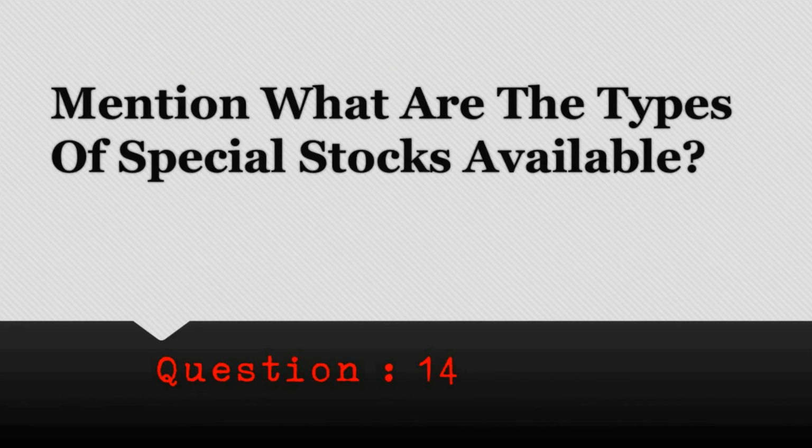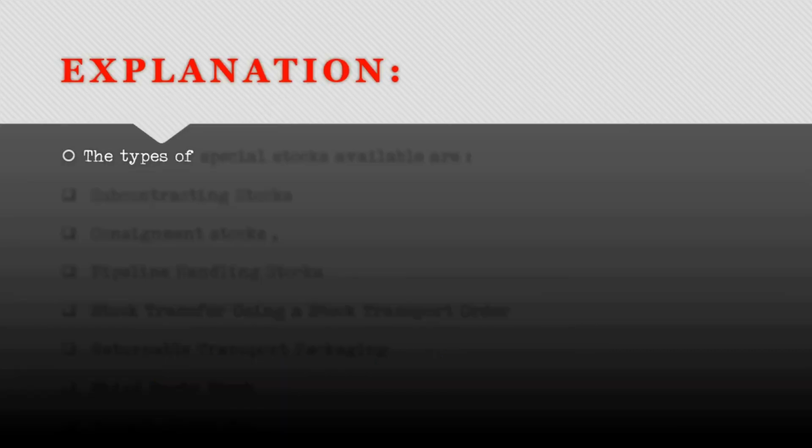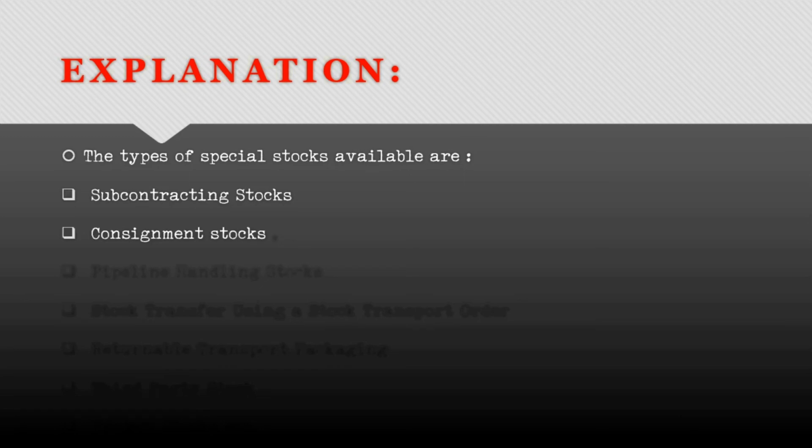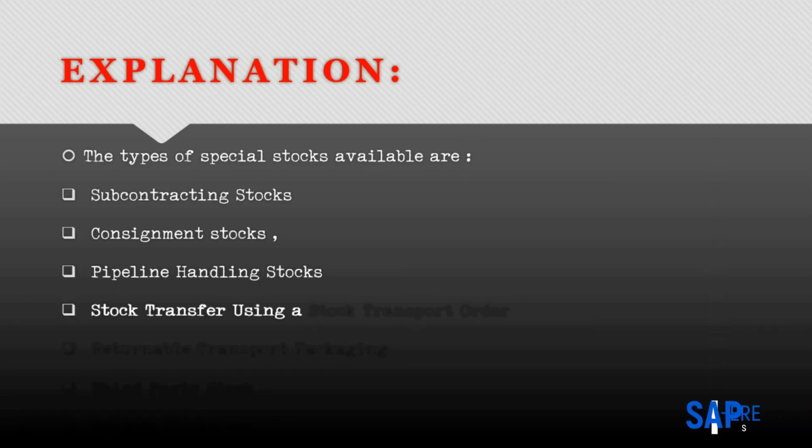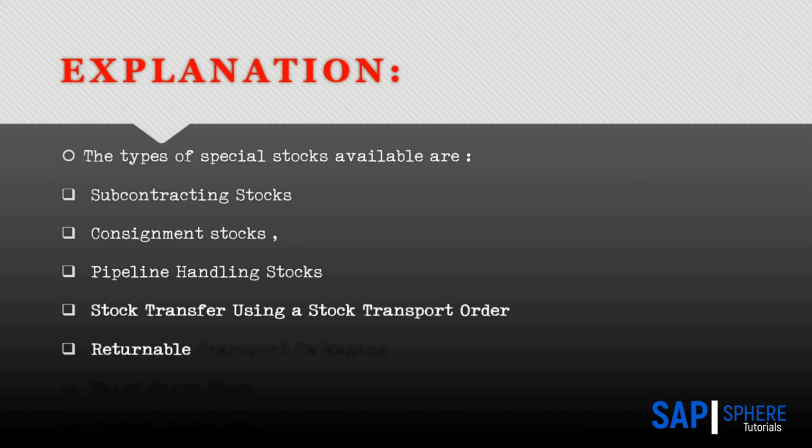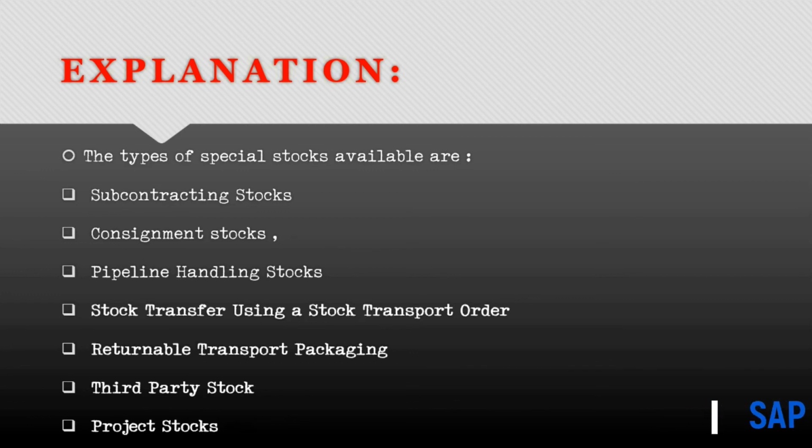Mention what are the types of special stocks available. The types of special stocks available are subcontracting stocks, consignment stocks, pipeline handling stocks, stock transfer using a stock transport order, returnable transport packaging stock, third-party stock, and project stocks, etc.